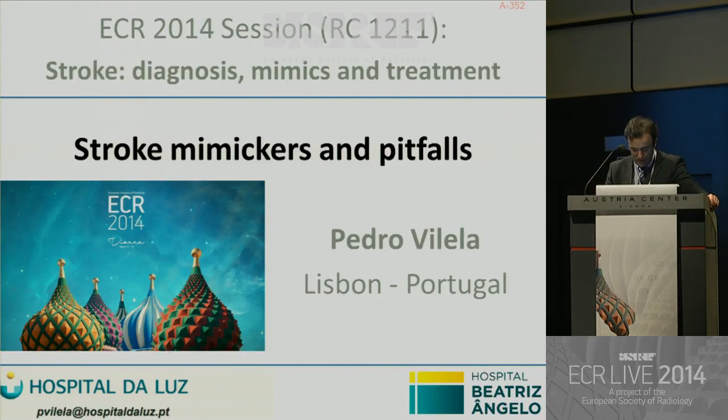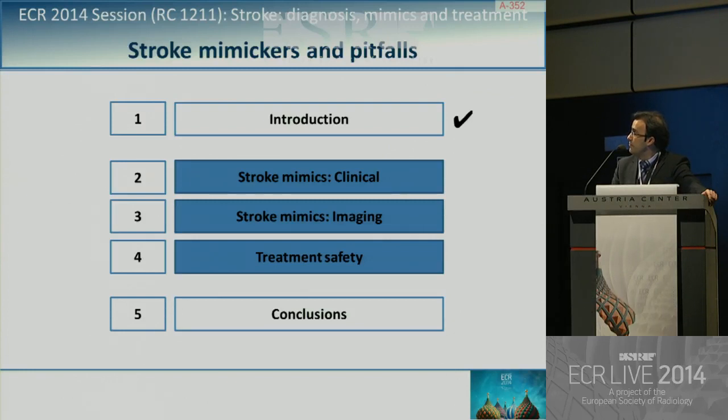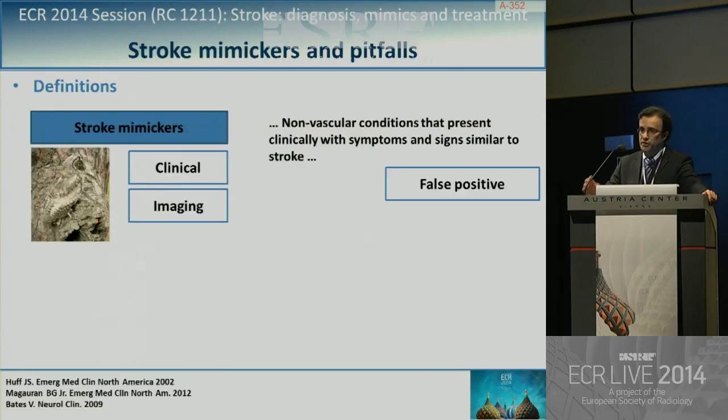So we will deal with stroke mimickers in this lecture. This is the format. We will start with some definitions. Stroke mimickers are well defined in neurological papers as a non-vascular condition that presents with clinical symptoms like stroke. So it's basically used for clinical settings, but we can also use it for imaging settings. This represents the false positive cases.